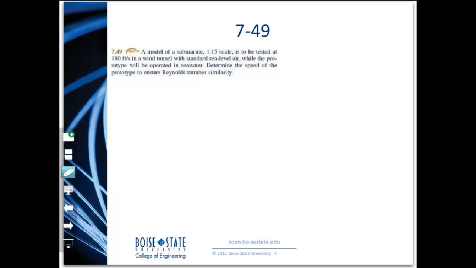Let's move on then. A model of a submarine 1:15 scale is to be tested at 180 feet per second in a wind tunnel with standard sea level air, while the prototype will be operated in sea water. You're asked to determine the speed of the prototype to ensure Reynolds number similarity.